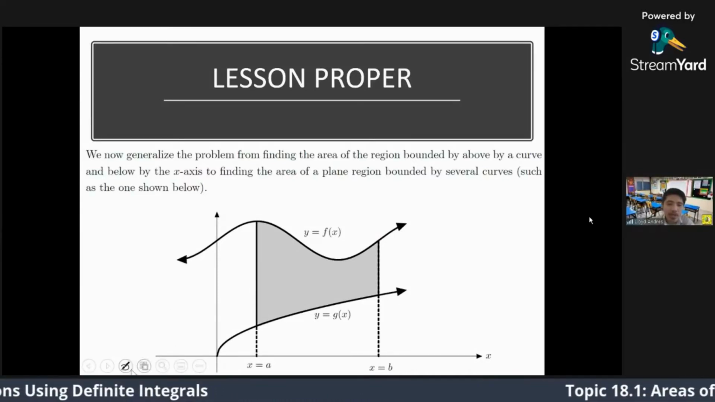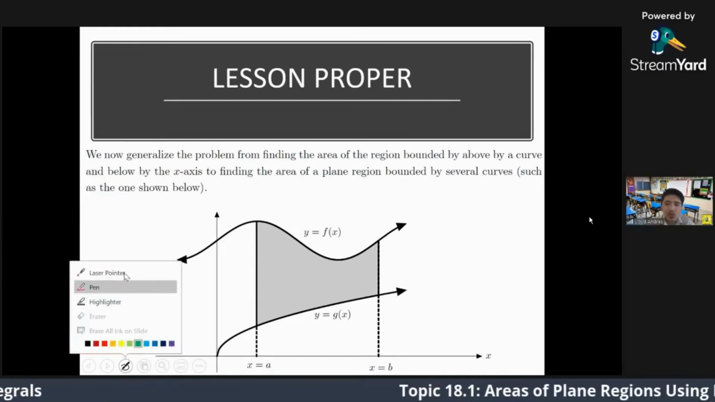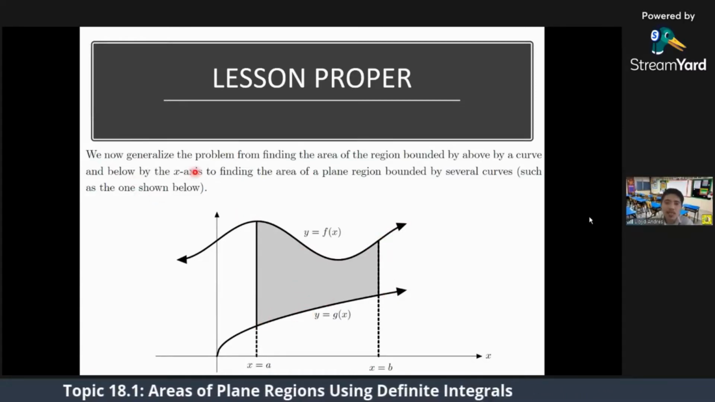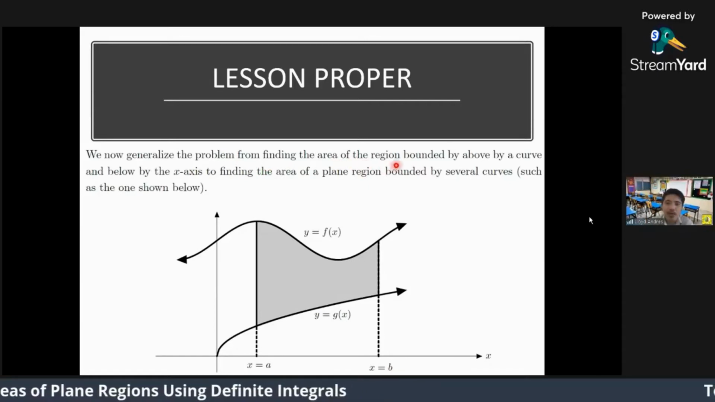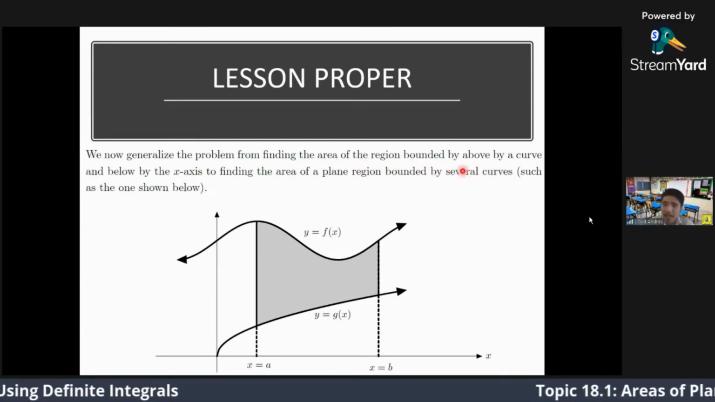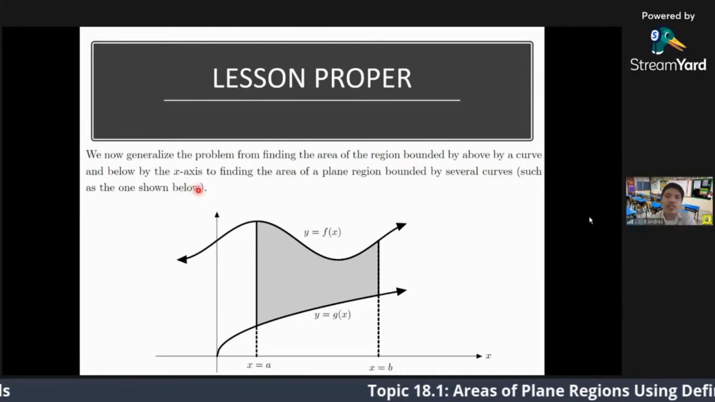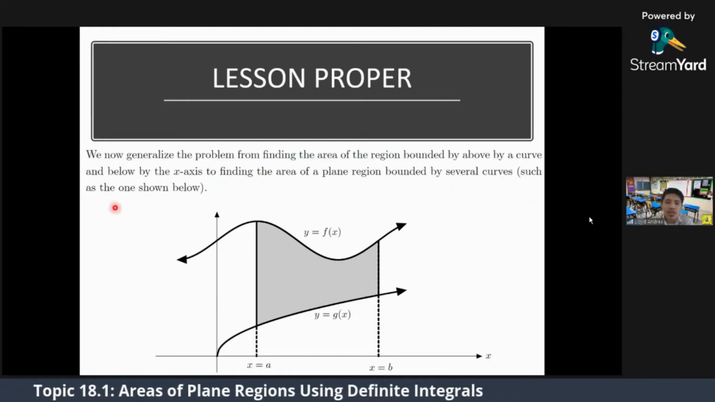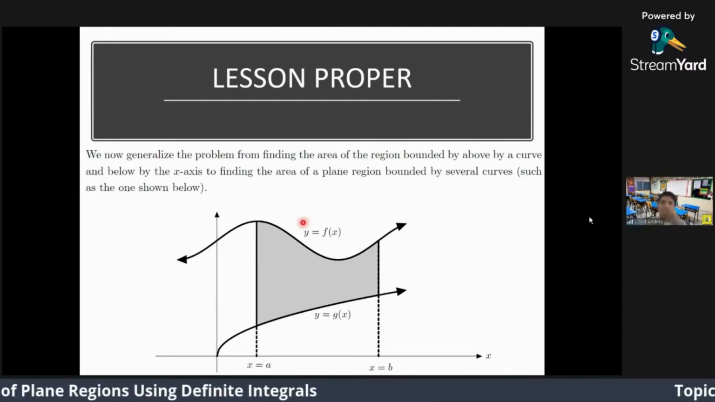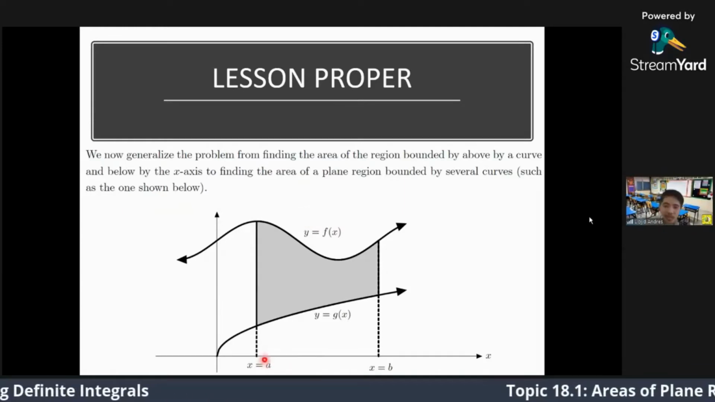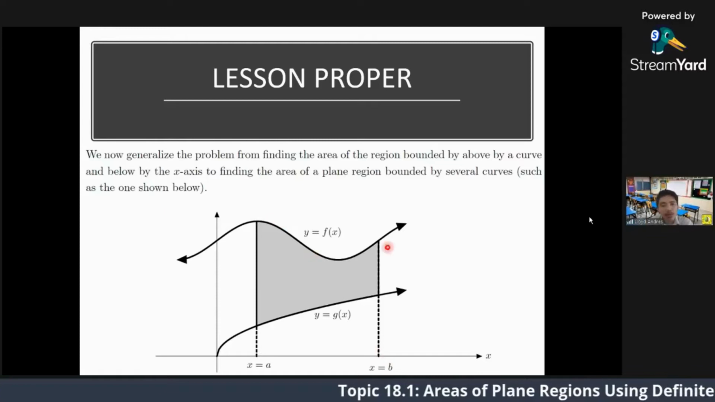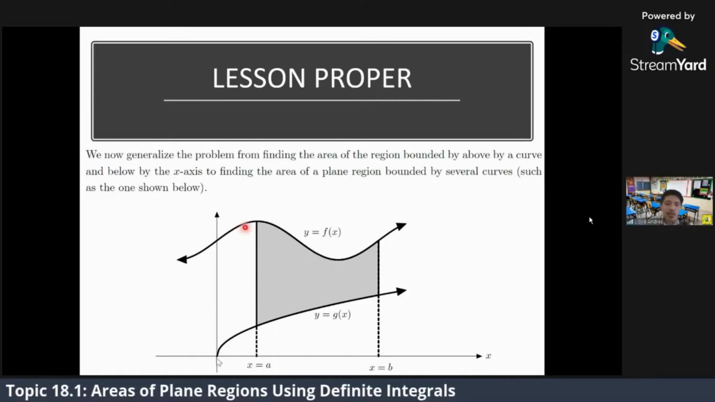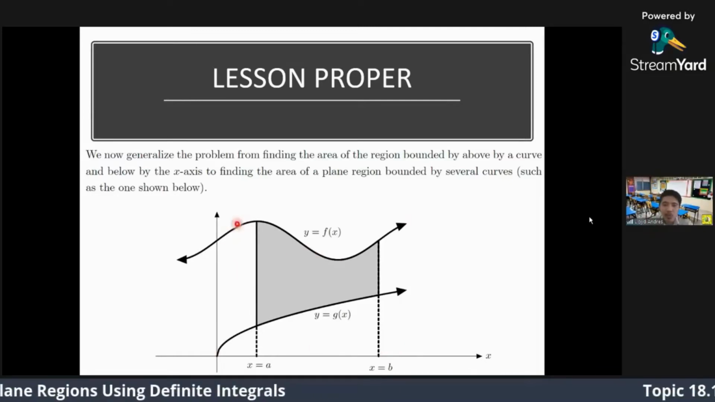So what if ingana ang itsura sa graph pod? Dili siya regular ang shape. So we now generalize the problem from finding the area of the region bounded above by a curve and below by an x-axis to finding the area of a plane region bounded by several curves such as the one shown below. Meaning, ang ganina, ang atong ginakuan is bounded by x-axis siya, then isa lang ka curve or isa lang ka equation. What if duha na, dili na siya bounded by the x-axis, bounded by two curves na siya.